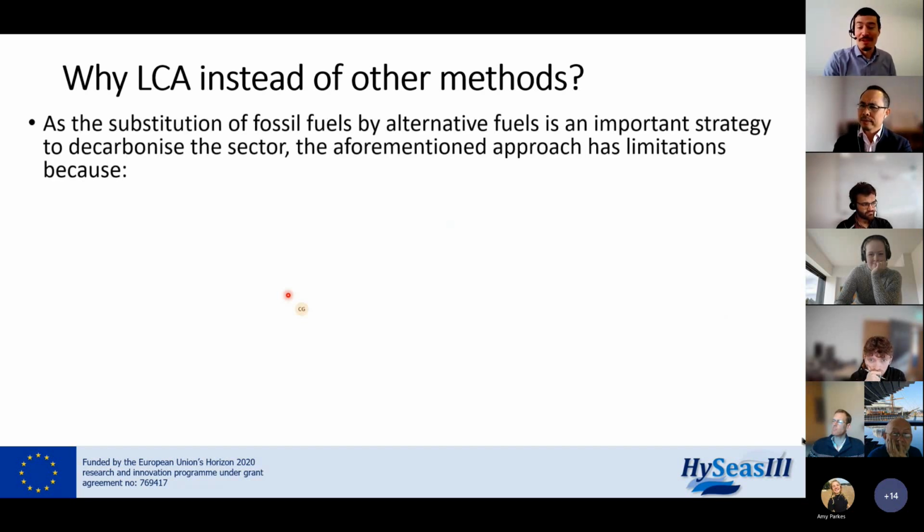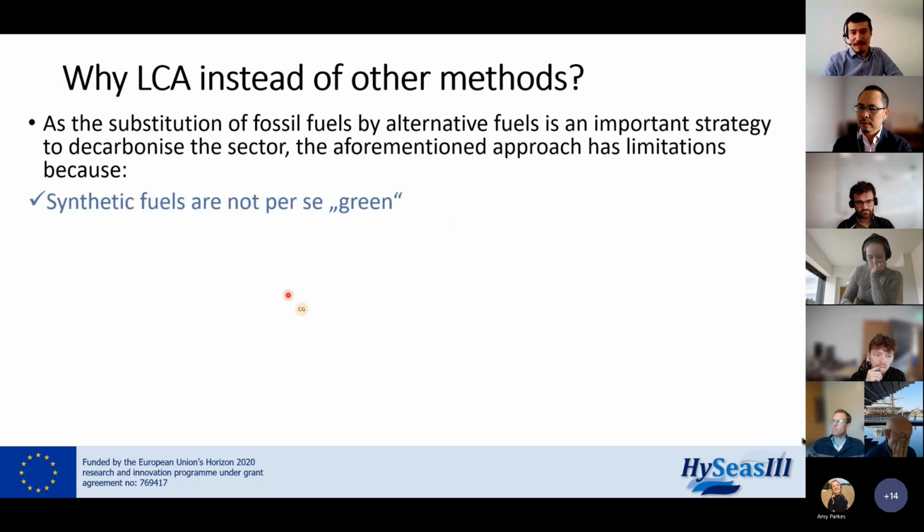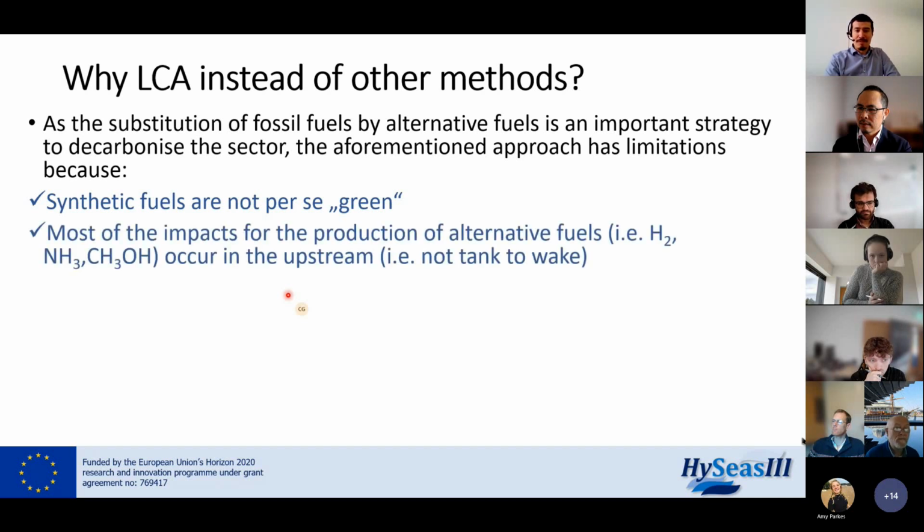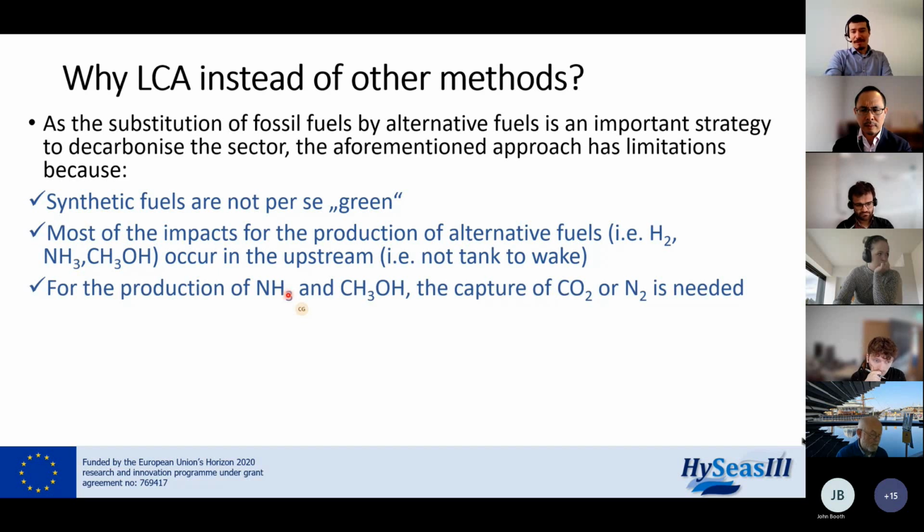As we want to substitute the fossil fuels by alternative fuels, and that's the main strategy we have in the near future, there are some limitations because synthetic fuels are not per se green. Most of the impacts for the production of these fuels occur in the upstream, for instance, hydrogen, ammonia, and methanol, and not in the tank-to-wake part of the life cycle. There is also the need of CO2 and nitrogen for producing, for instance, ammonia or methanol, and hydrogen, of course.